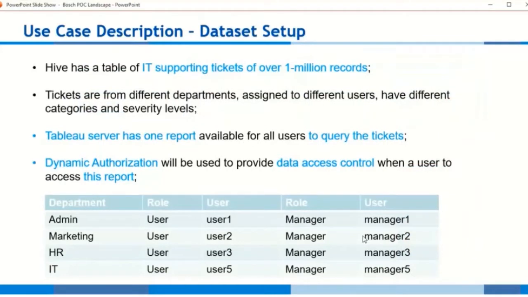Here we'll see our use case description and the data setup. So here we'll have Hive as a table of IT supporting tickets of over 1 million records. Tickets come from different departments assigned to different users and have different categories and severity levels. The Tableau server will have one report available for all users to query the tickets. Dynamic authorization will be used to provide data access control when a user tries to access this report.